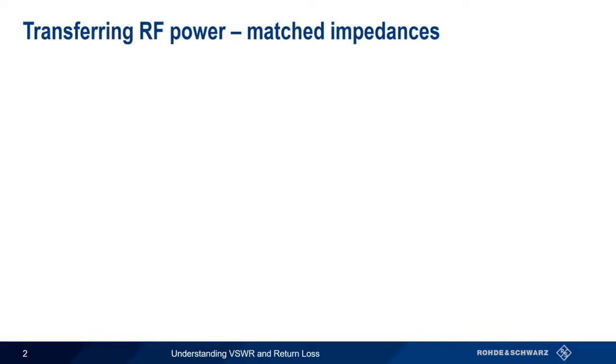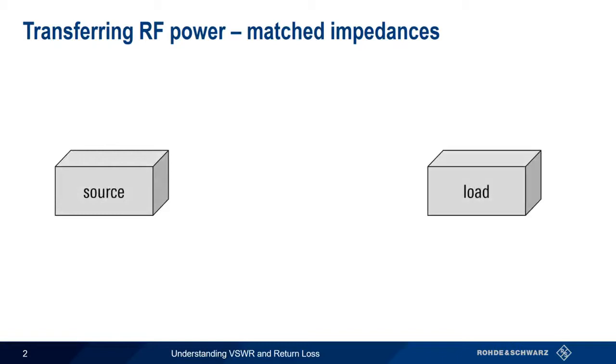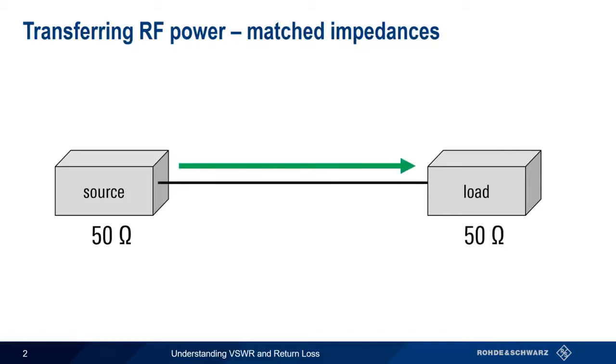VSWR and return loss are both related to the transfer of radio frequency power, and efficient power transfer is one of the most fundamental concerns in radio frequency systems. Maximum RF power transfer occurs when the source of RF power and the load or sink of that power have impedances that are matched. In this case, all of the RF power from the source is absorbed by the load. And in most cases, this is exactly what we want. The standard impedance in the RF world is usually 50 ohms, but you'll also come across systems that use 75 ohms as a standard impedance, for example, cable television systems.